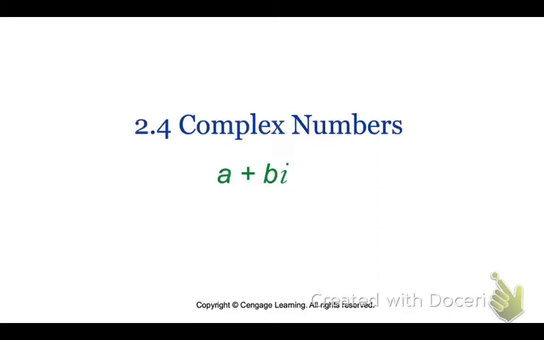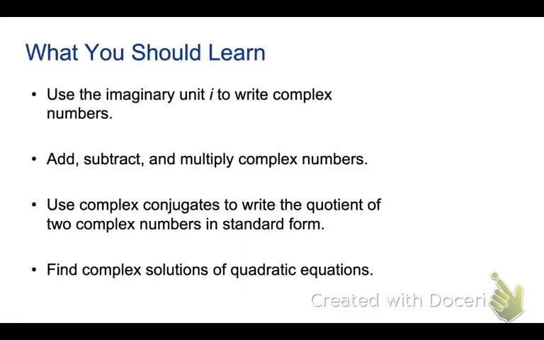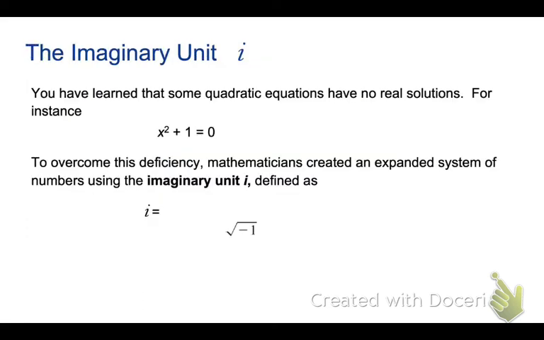Okay, so 2.4 complex numbers, a plus bi. So how do we get an i? Does anybody remember? It's an impossible imaginary number, like a negative number in a square root. Right, it's the square root of a negative number.